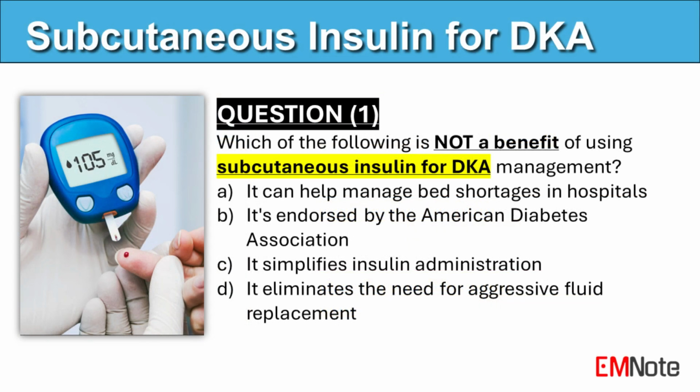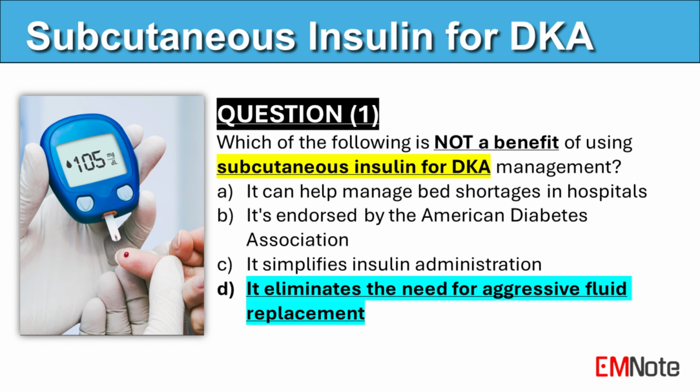Question 1. Which of the following is not a benefit of using subcutaneous insulin for DKA management? The correct answer is D. Note that aggressive fluid replacement remains a cornerstone of DKA management, regardless of the insulin administration route. Adequate fluid resuscitation is essential to correct dehydration and improve circulation.